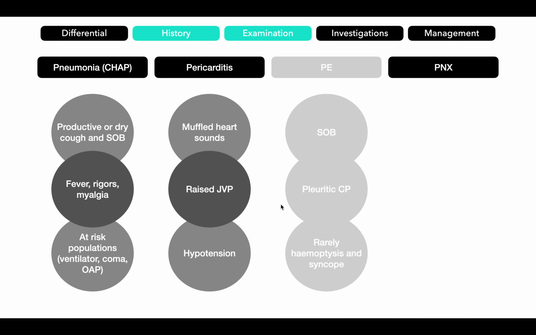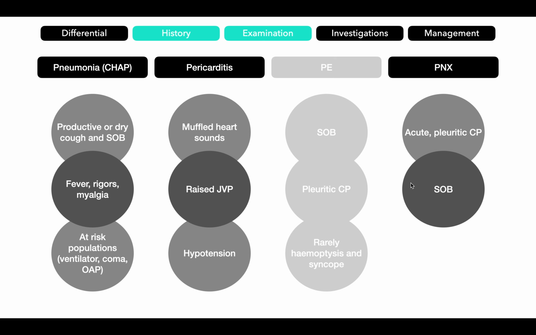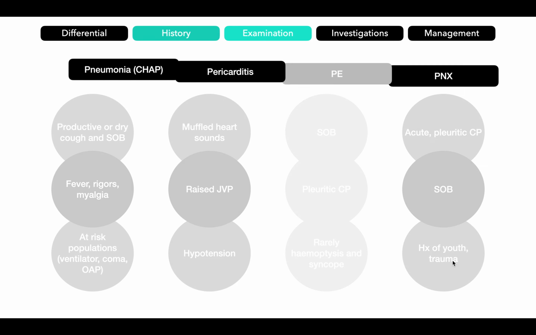We've already mentioned PE. And then your pneumothorax is quite straightforward. So you get acute pleuritic chest pain, that localized stabbing pain that's worse when you breathe in. They'll be short of breath because they have a collapsed lung. And then if it's primary spontaneous, it's a history of youth, or trauma if it's a tension or a secondary.